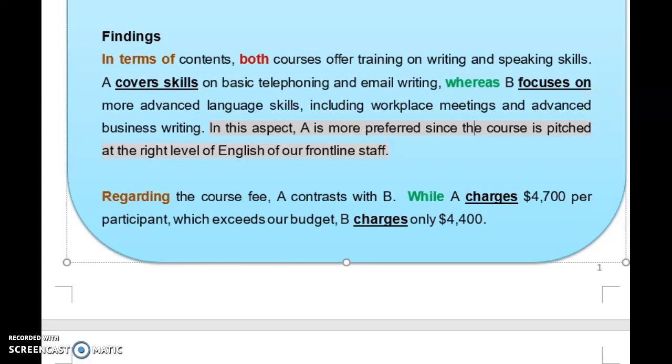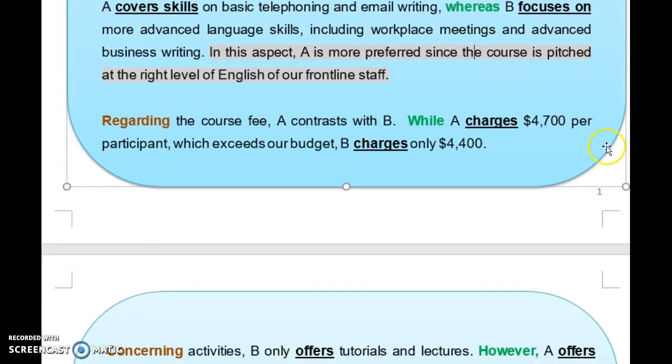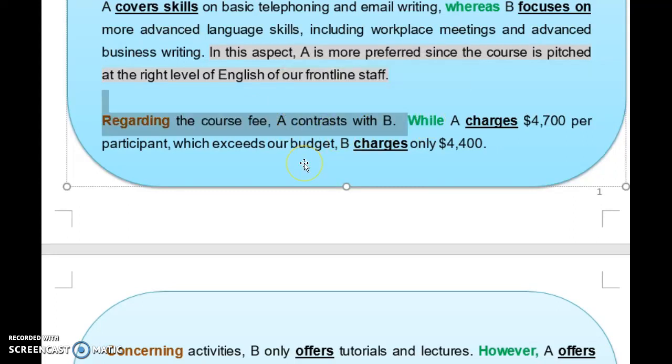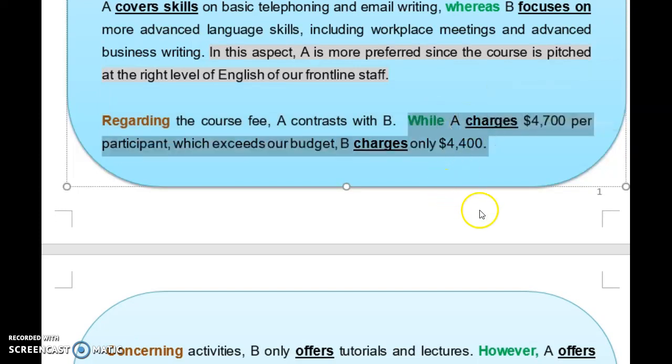The next area of comparison is about the course fee. So A contrasts with B. So this is an overview telling the reader A and B are similar or different. So you say they are different, contrast. And then you go to the details. While A charges this, which exceeds our budget, B charges just $4,400.